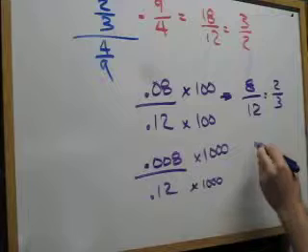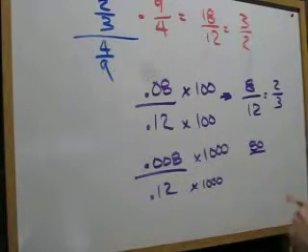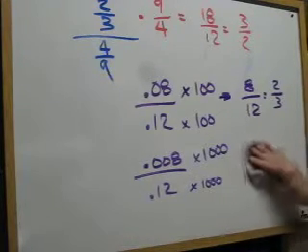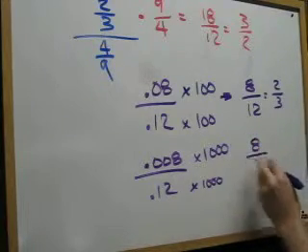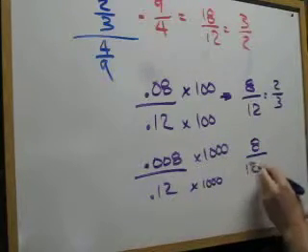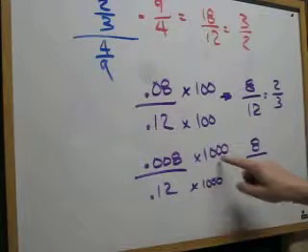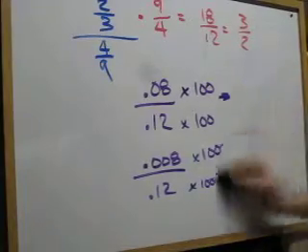And then when you do this, this becomes 80. I'm sorry, it just becomes 8. Let's just start that over there. This becomes 8. And this becomes 120. And then you reduce this down further. So just make sure you multiply by the exact same number, the top and the bottom.